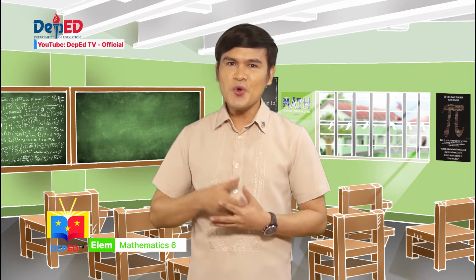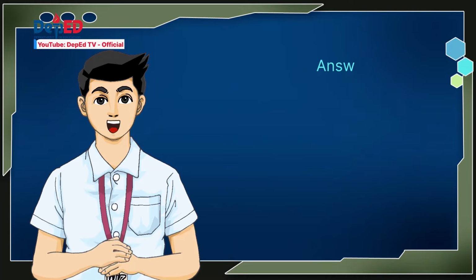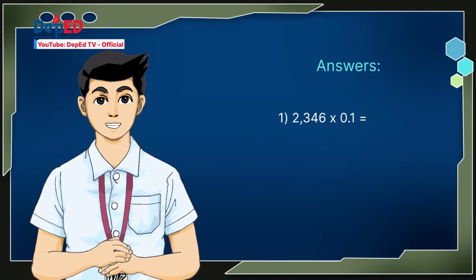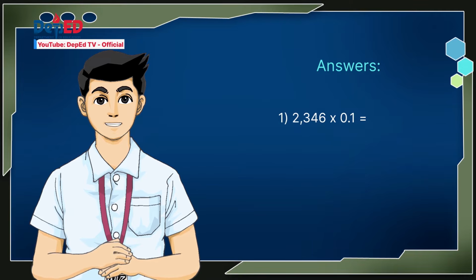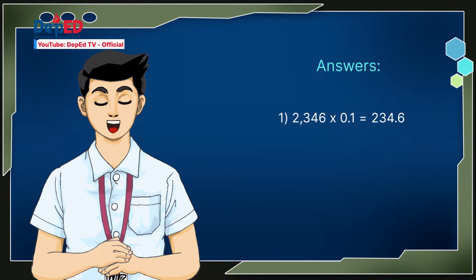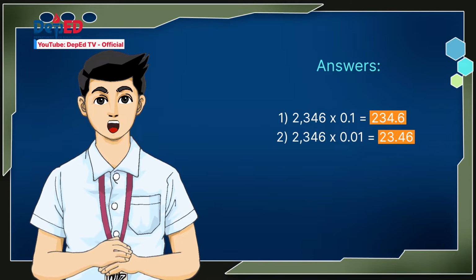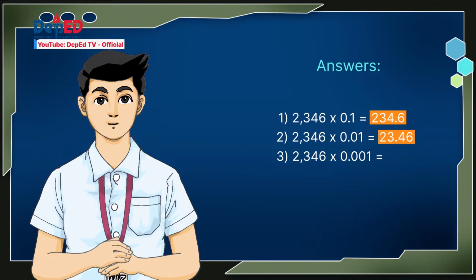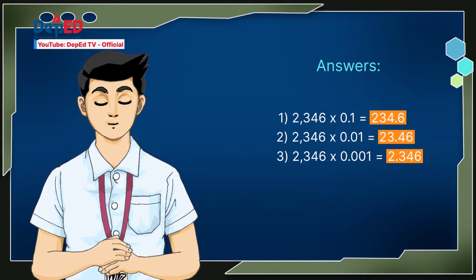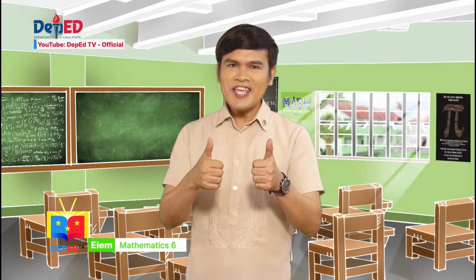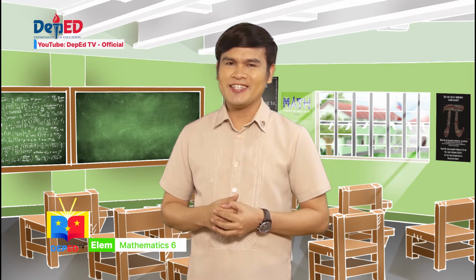Mateo, can you show us your answers? Here are my answers. Number 1, 2,346 times 1/10 equals 234 and 6/10. Number 2, 2,346 times 100 equals 23 and 46 hundredths. Number 3, 2,346 times 1,000 equals 2 and 346 thousandths. You did great, Mateo. How did you do it?